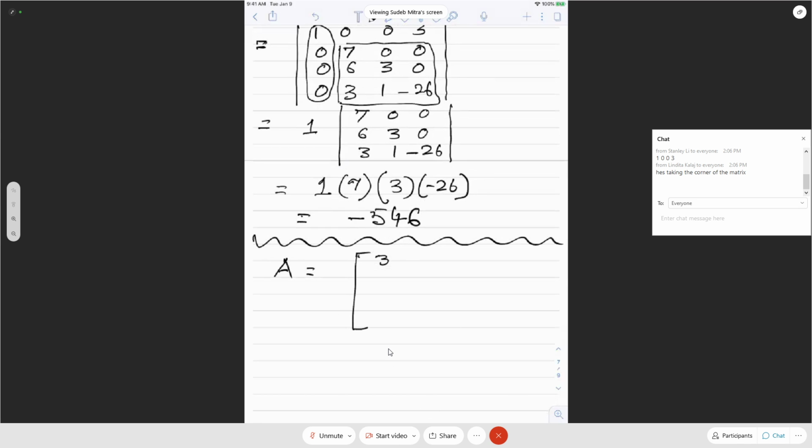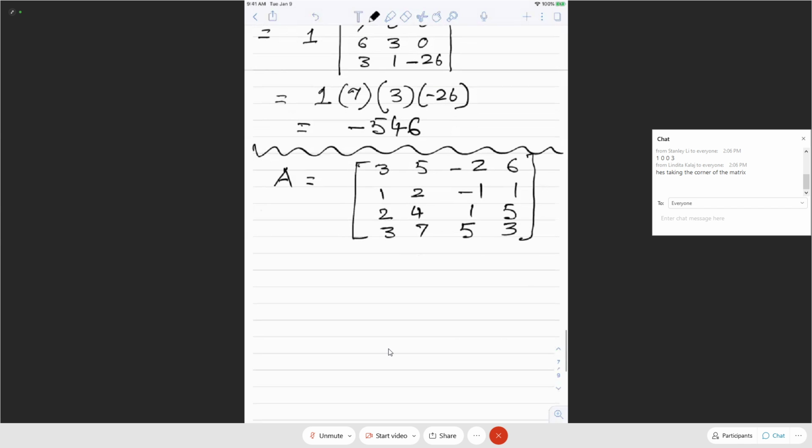3, 5, minus 2, 6. Let us practice this. 1, 2, minus 1, 1. 2, 4, 1, 5. 3, 7, 5, 3. On the exam, you must show the steps, right? Determinant A, just the way I'm doing, that's it. You don't have to write that I'm multiplying this by this and that, no, that's stupid.